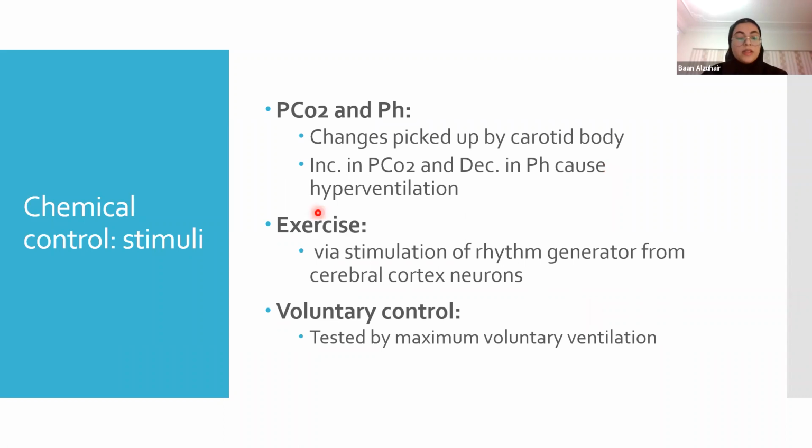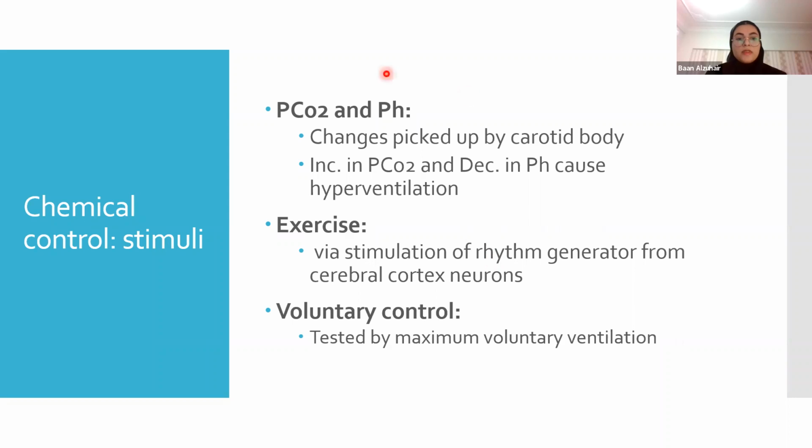Okay, the second stimulus is exercise. How does exercise cause hyperventilation? It causes it via stimulation of the rhythm generator from the cerebral cortex neurons. The rhythm generator receives 2 inputs, from the cerebral cortex, and from the working muscles and the musculoskeletal system.